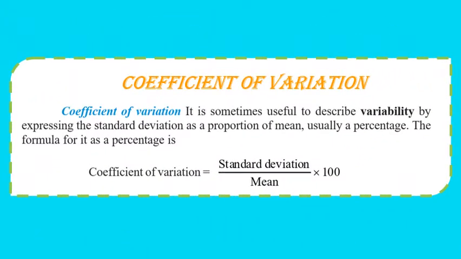Next we have coefficient of variation. Coefficient of variation is useful to describe the variability or consistency of some data. Now how is it calculated? The coefficient of variation is equal to standard deviation upon mean into 100. We know how to find the standard deviation and mean of a data. So find the standard deviation and mean, then you can simplify the coefficient of variation by using the formula standard deviation upon mean into 100.